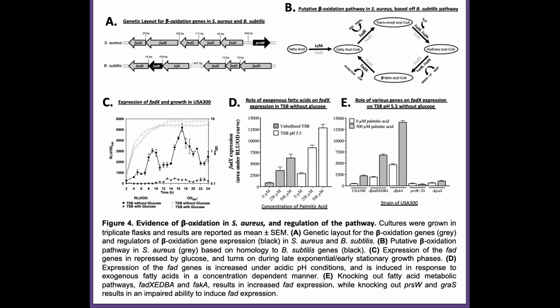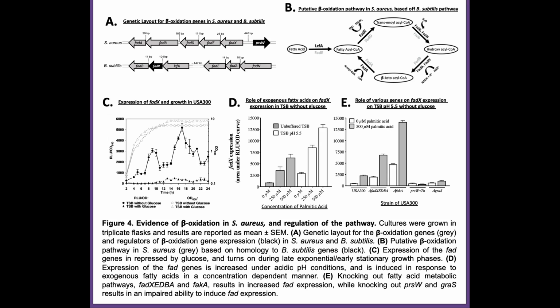the putative beta oxidation pathway in Staph aureus and its relationships to Bacillus subtilis, which has a well-documented beta oxidation pathway. Interestingly, looking at the genetic layout of these operons, Staph aureus actually has all of its fad genes clustered into one locus, whereas Bacillus subtilis has them on two very separate operons.